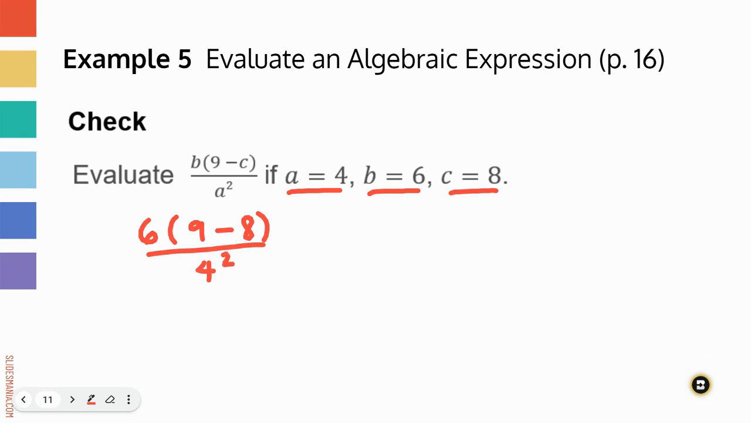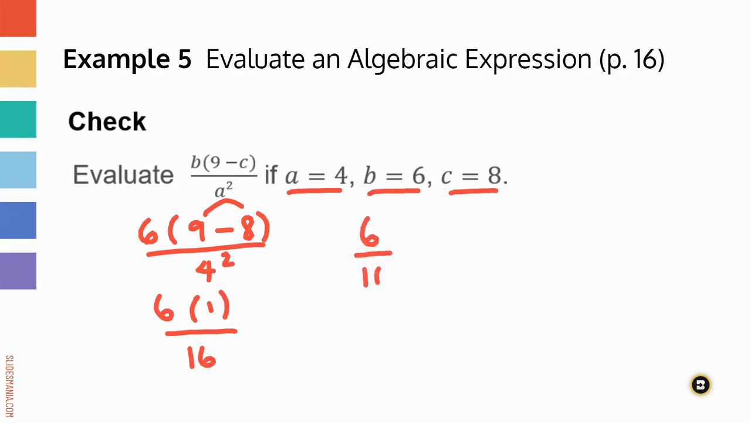Okay, so we're going to start off with our parentheses. Actually, I'm going to do two things at once. I'm going to do the top and the bottom. Okay, so we're going to do 9 minus 8, sorry, not 9 times 8. 9 minus 8 is 1. So that's 6 times 1 on the top. On the bottom, I'm going to do 4 squared. 4 times 4 is 16. And then on the top, 6 times 1 is 6. On the bottom, we have 16.